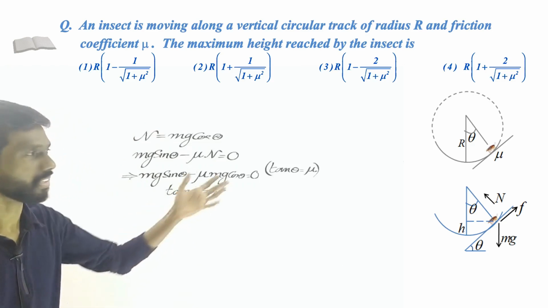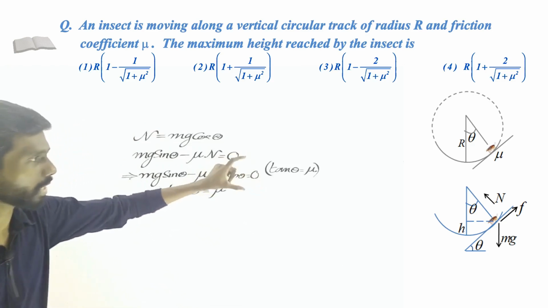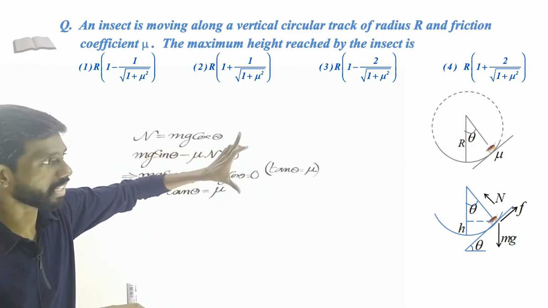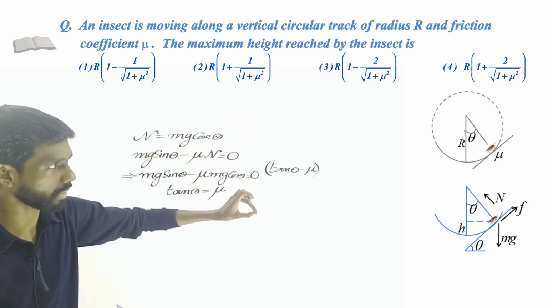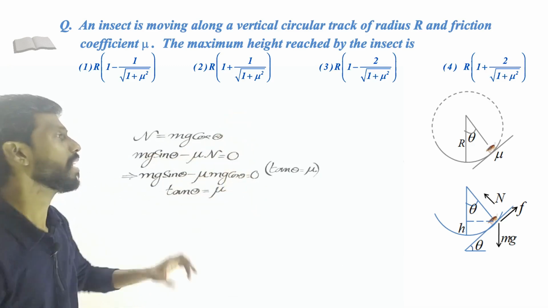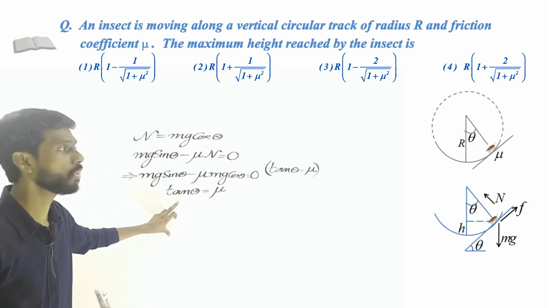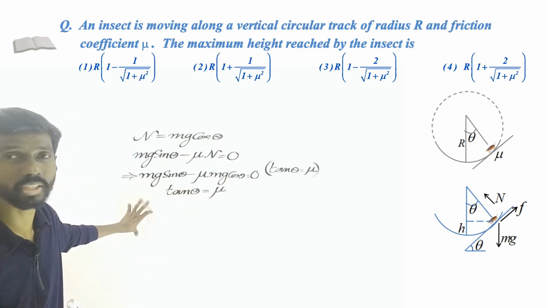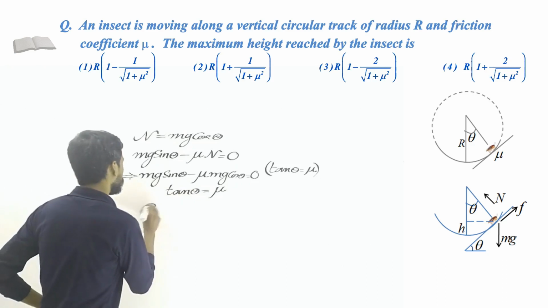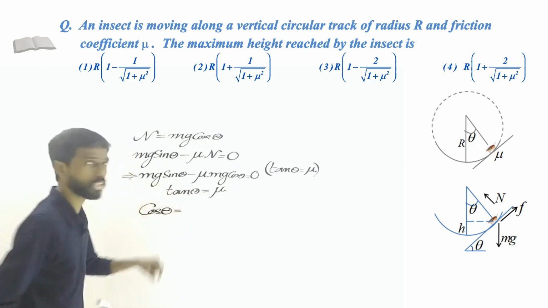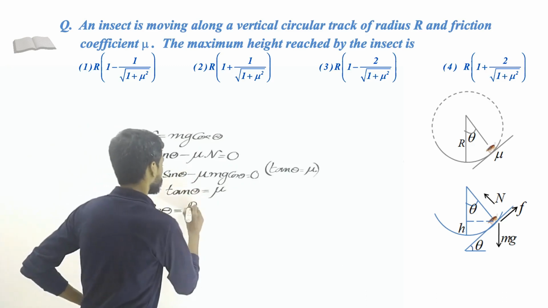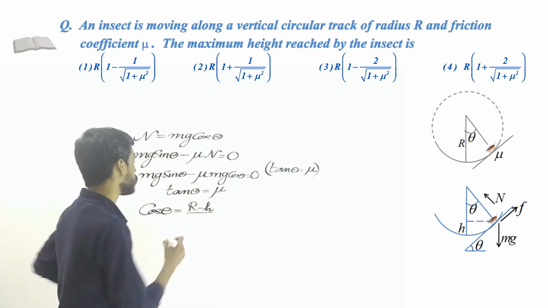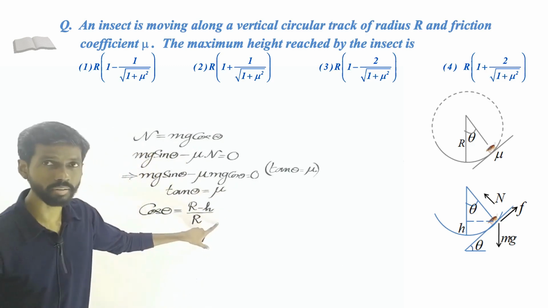We found tan theta. Now it is simple basic geometry. The maximum height from the bottommost point is taken as h. The radius from the center to the bottommost point is r, so the distance from the center is r minus h. In that right angle triangle, cos theta is the adjacent side, r minus h, divided by the hypotenuse, which is the radius r. That will give you the h value.